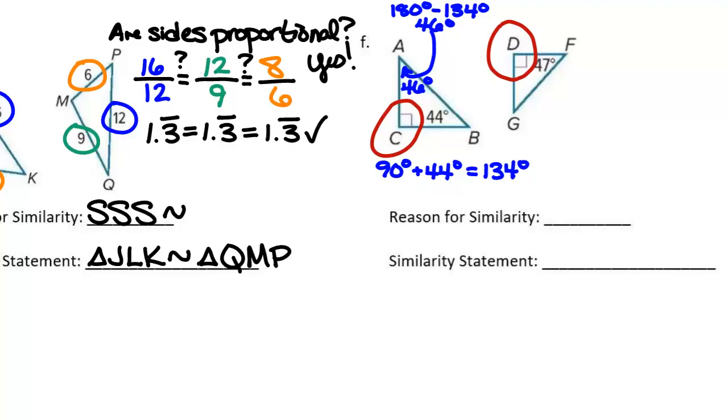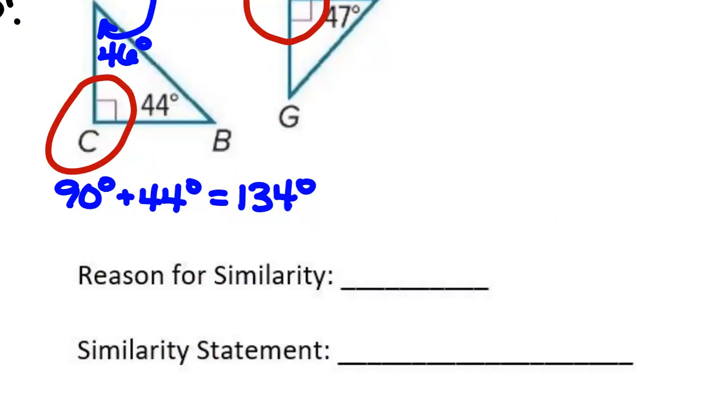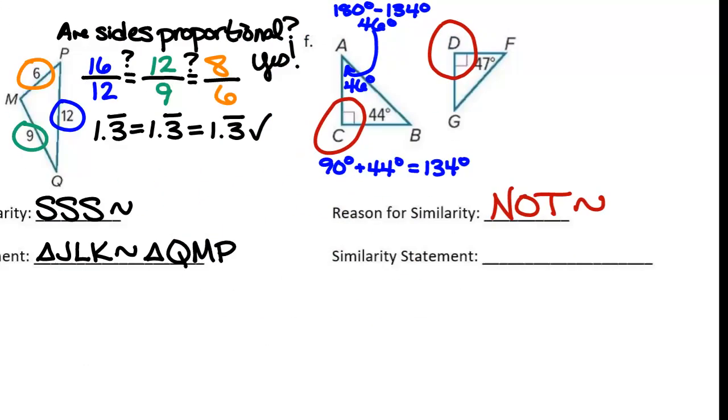Are these two triangles similar? No. I have one pair of corresponding congruent angles, but then the other two angles here are 46 and 44, which is not congruent to 47. So are my triangles similar? No. Yes. What about?